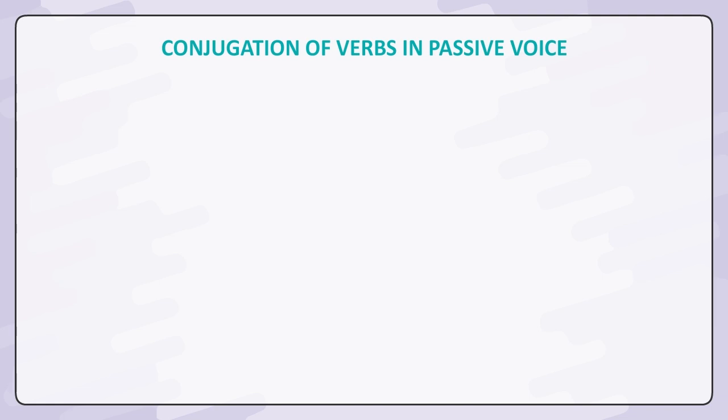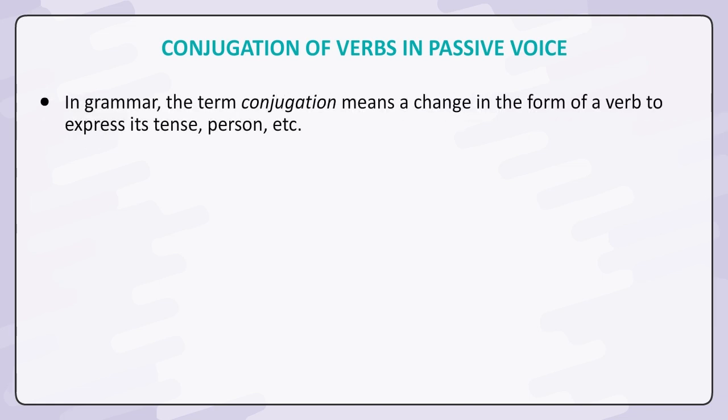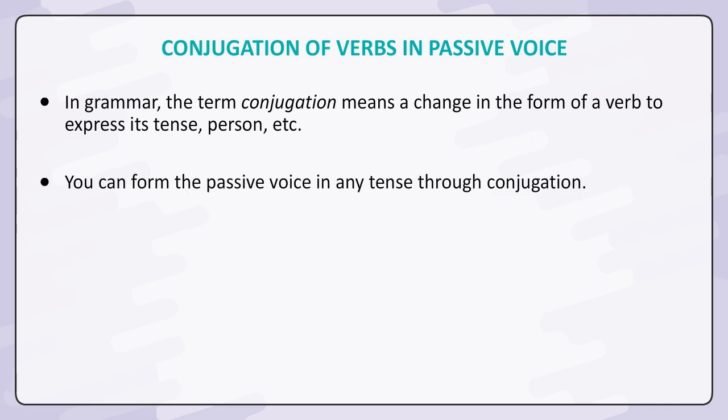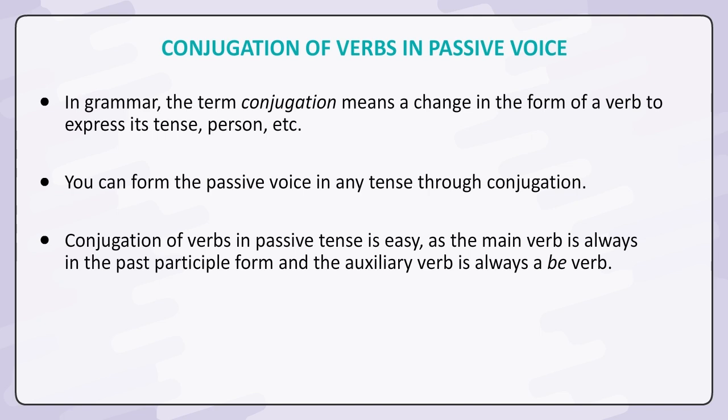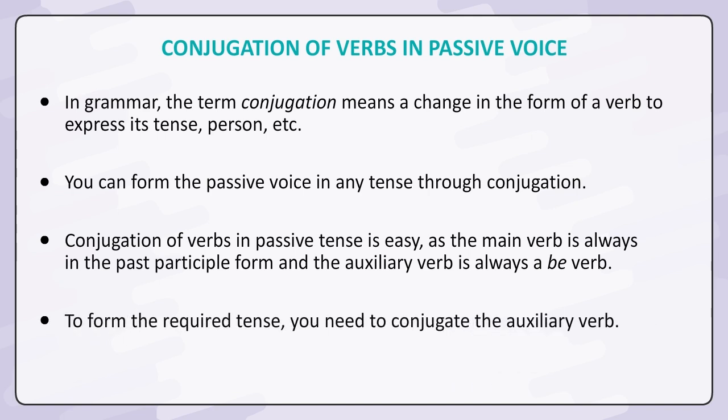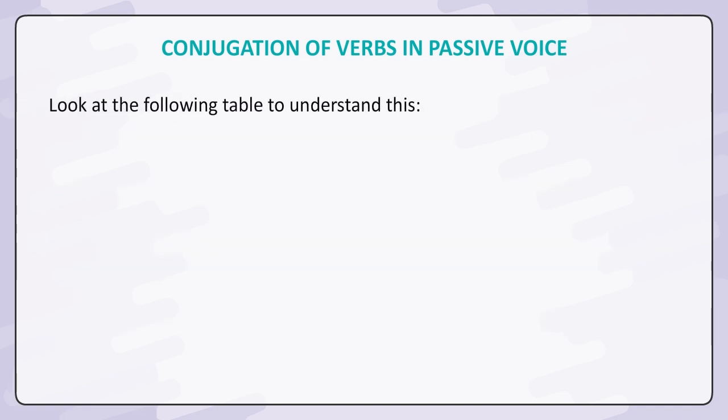Conjugation of verbs in passive voice. In grammar, the term conjugation means a change in the form of a verb to express its tense, person, etc. You can form the passive voice in any tense through conjugation. Conjugation of verbs in passive tense is easy, as the main verb is always in the past participle form and the auxiliary verb is always a be verb. To form the required tense, you need to conjugate the auxiliary verb. Look at the following table to understand this.